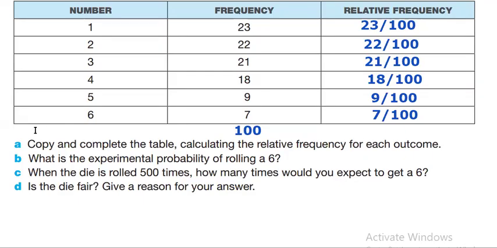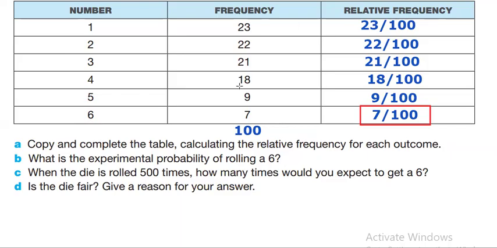Now, after doing A, let's take a look at question B. Question B, what is the experimental probability of rolling a 6? As we said, the relative frequency is the same as the experimental probability. So rolling a 6, which is this one, the experimental probability is 7 over 100, because the relative frequency is the same as the experimental probability.